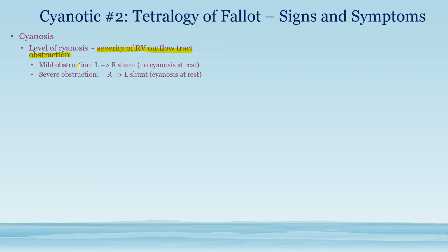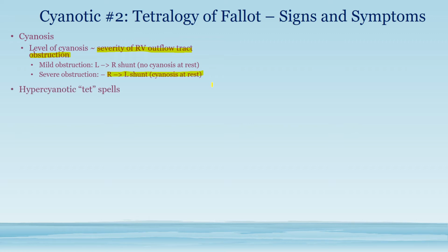So a mild obstruction will cause a left to right shunt. There's not much cyanosis at rest because the left ventricle will have more pressure and pump from left to right. But if it's a severe obstruction, the right side will have higher pressure, and as a result, it will go from right to left because you have the pulmonary artery being so stenosed that the right ventricle can't pump into it. So the area of least resistance is the VSD and the aorta, pumping deoxygenated or hypooxygenated blood into the aorta and into systemic circulation.